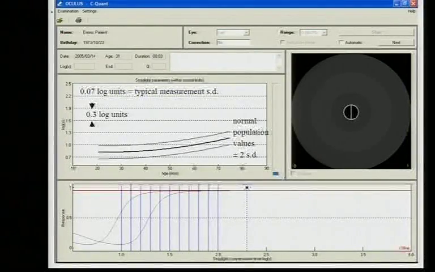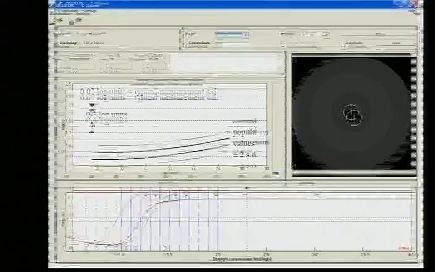Now this then gives an example of how such a test is performed.